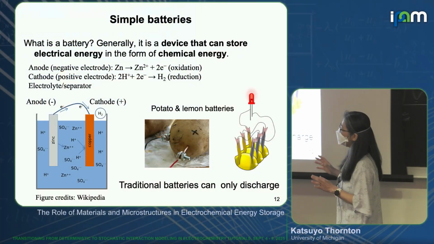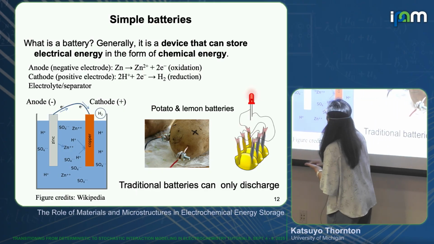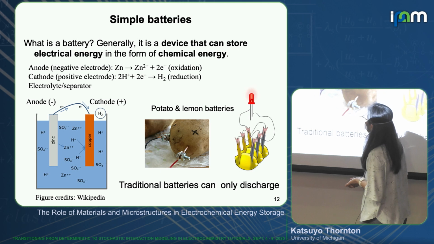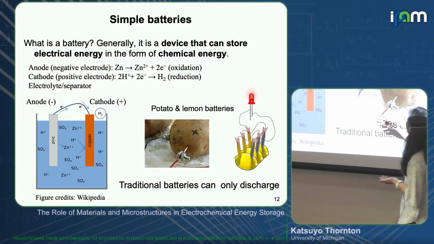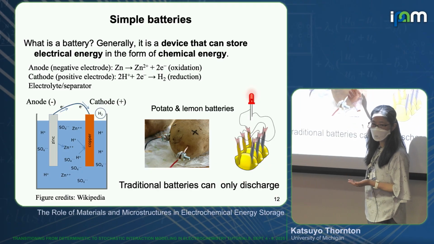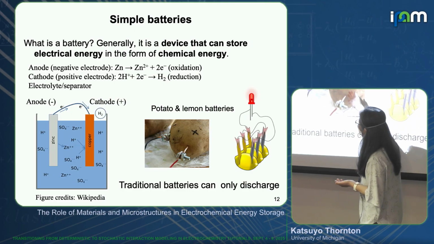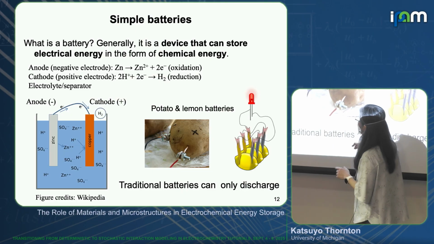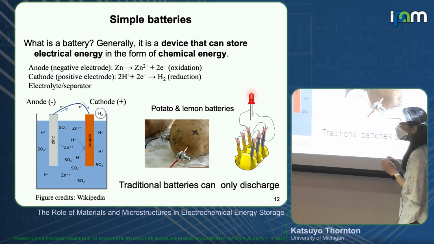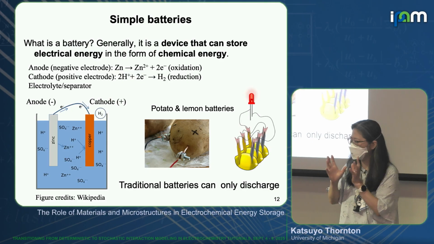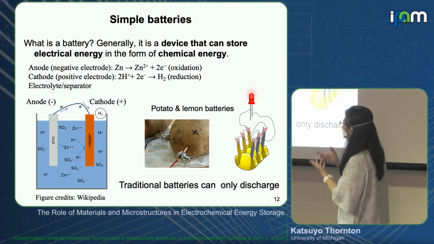So the simple batteries don't have this composite electrode. It's just usually metal. Here's a zinc anode with a copper cathode, and this is the electrolyte. You probably have seen or even played with potato batteries or lemon batteries, right? Lemon and potatoes are providing this separator, okay? And in its liquid, it has ions.